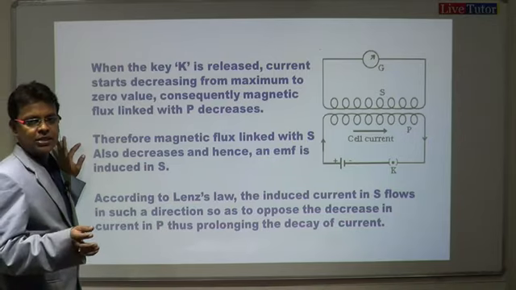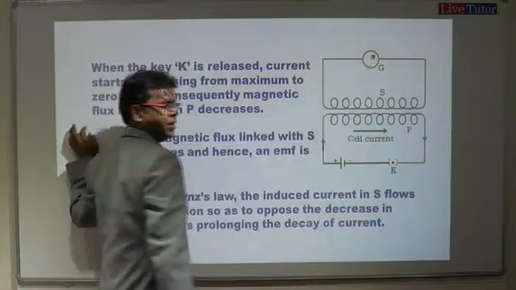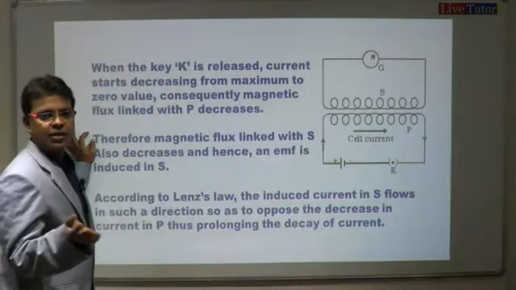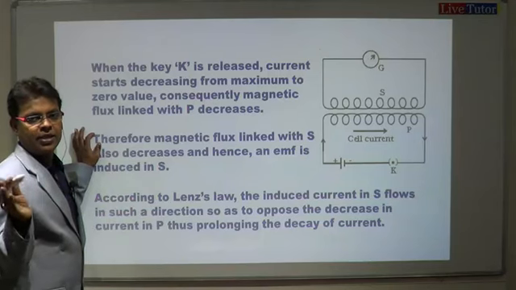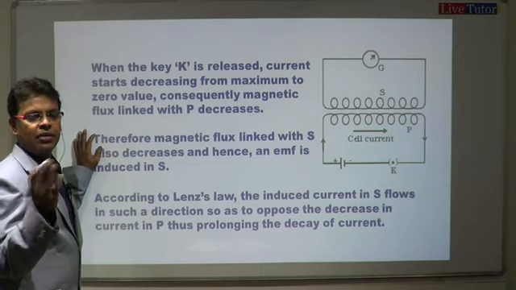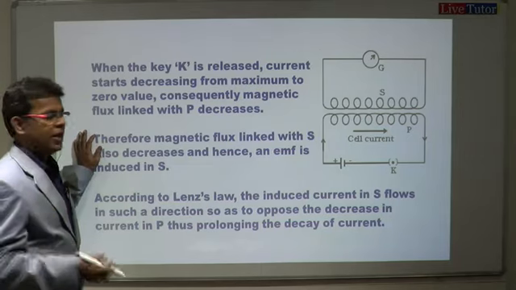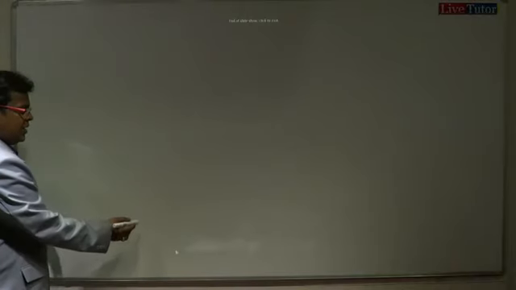So in both cases, the only thing is that if the galvanometer deflection is first on the right hand side, the second time it will be on the left hand side. That is, while pressing the key it is on the right hand side, and while taking out the key it is on the left hand side. It can be any other direction, but it will show in the opposite direction. That signifies Lenz's law. Okay, now we'll see the video.